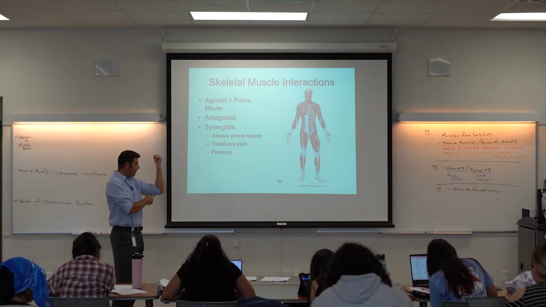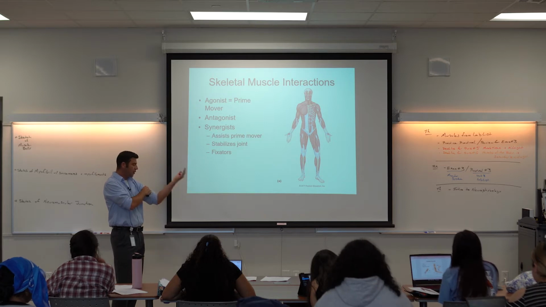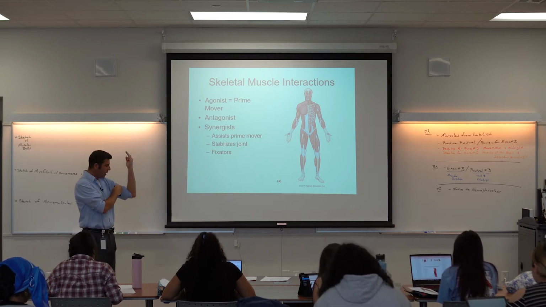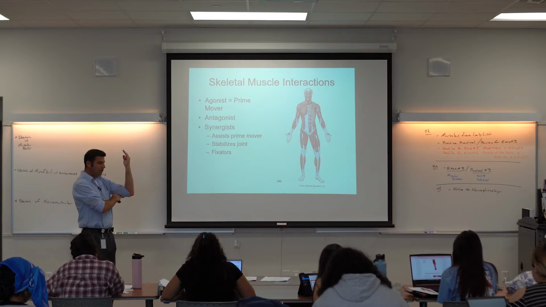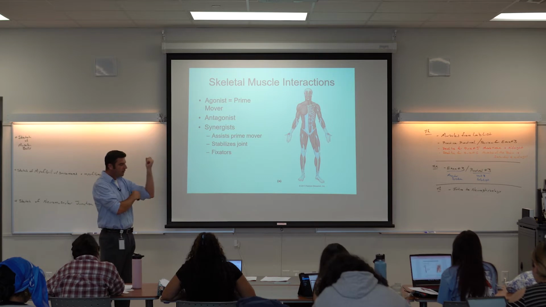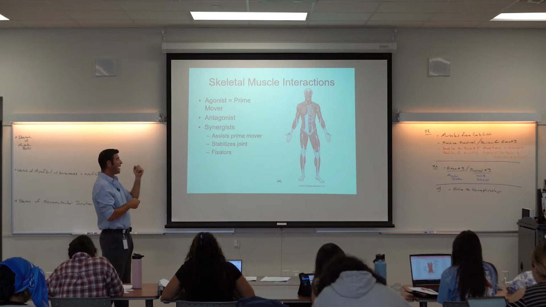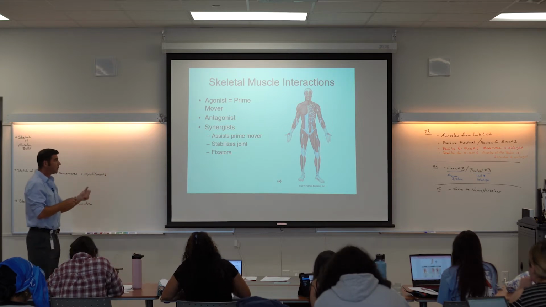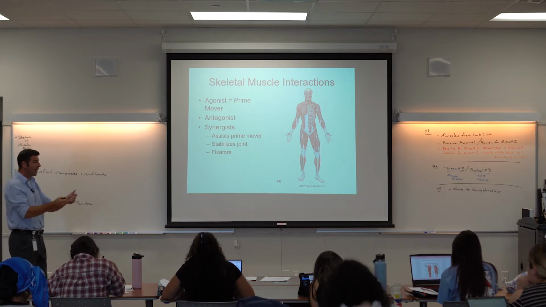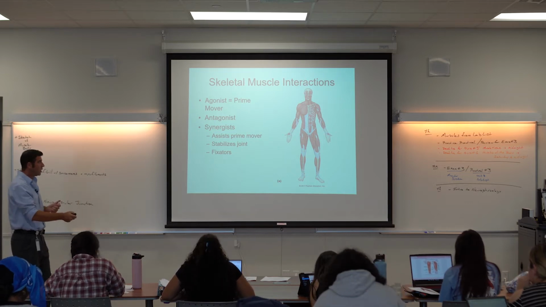So the one that actually causes the muscle action is going to be our agonist or the prime mover, and the opposing muscle that has to do the opposite action, that has to relax in order for flexion to occur, is the antagonist. We'll see this over and over. Muscles work in these antagonistic pairs.